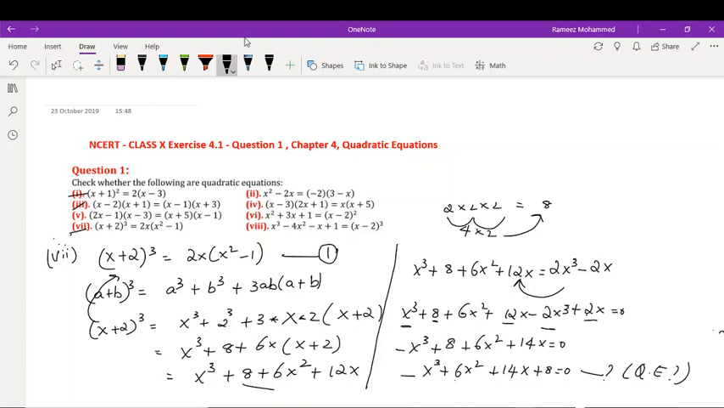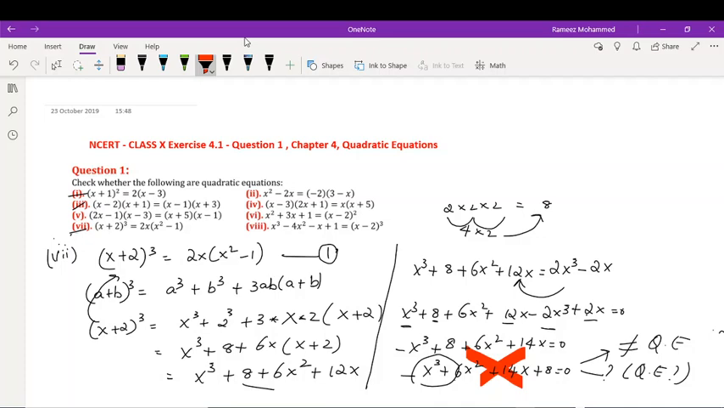Do you think it is a quadratic equation? No, it is not a quadratic equation, because here we have the x cube term. Understood? So this is not at all a quadratic equation, because it is not in the form of ax square plus bx plus c, and that too we have something called the x cube term.